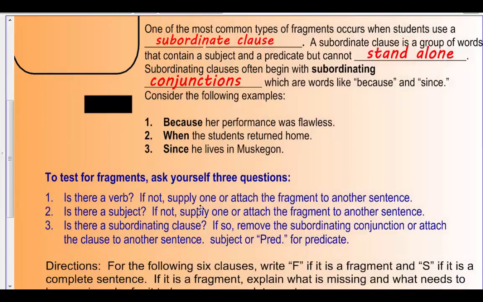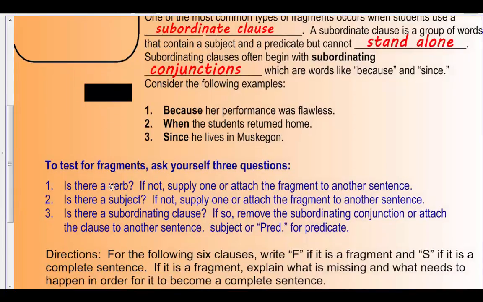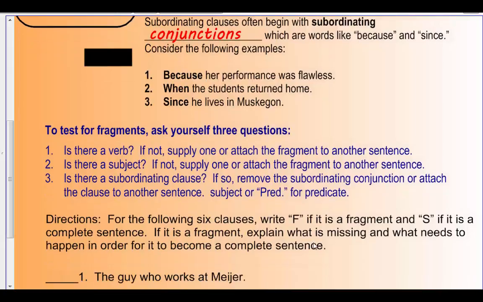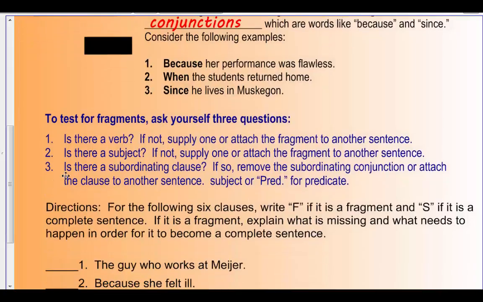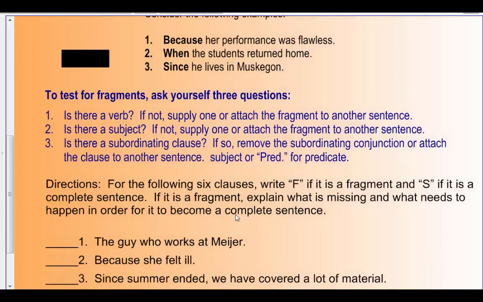So to test for fragments, ask yourself three questions. Is there a verb? If not, attach one or pair it up with another sentence. Is there a subject? If not, provide one or connect it to another sentence. Is there a subordinating clause? If there is, we simply remove it. That's one way to make it a complete sentence. Or if I attach it to another complete sentence, it would work together.